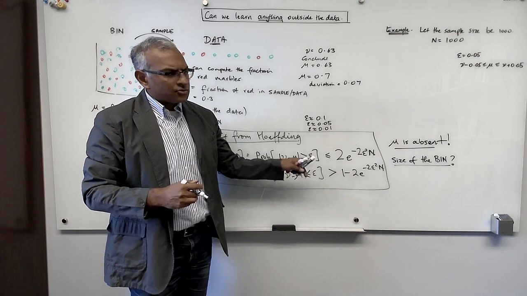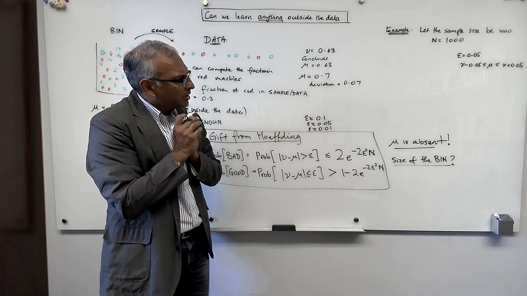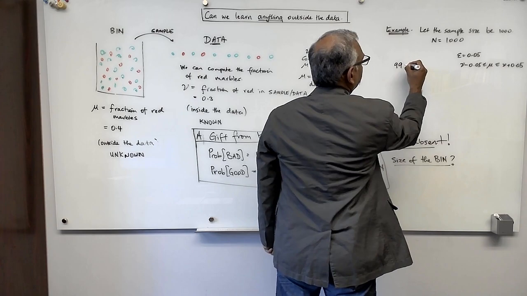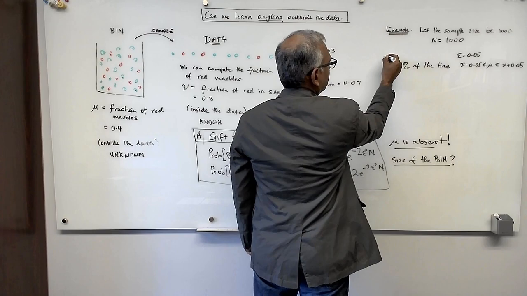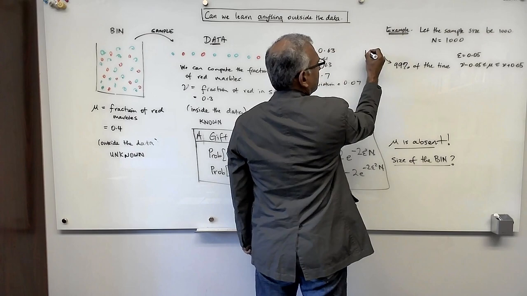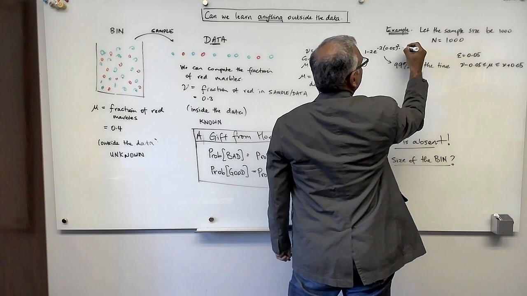So then when I run the experiment, and I get my sample of size 1,000, and then I look at the fraction of red marbles, i.e. I compute nu, this will be the case 99% of the time. So this is a good thing. So this number is 1 minus twice e to the minus twice 0.05 squared times 1,000. And you can just compute it.